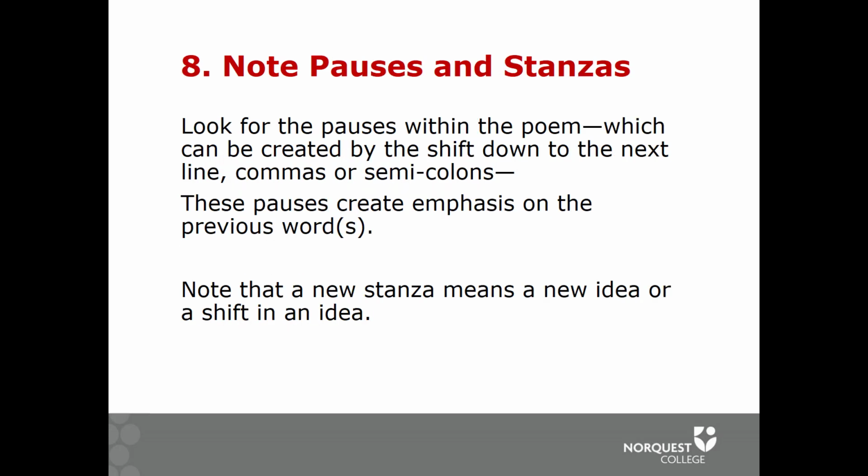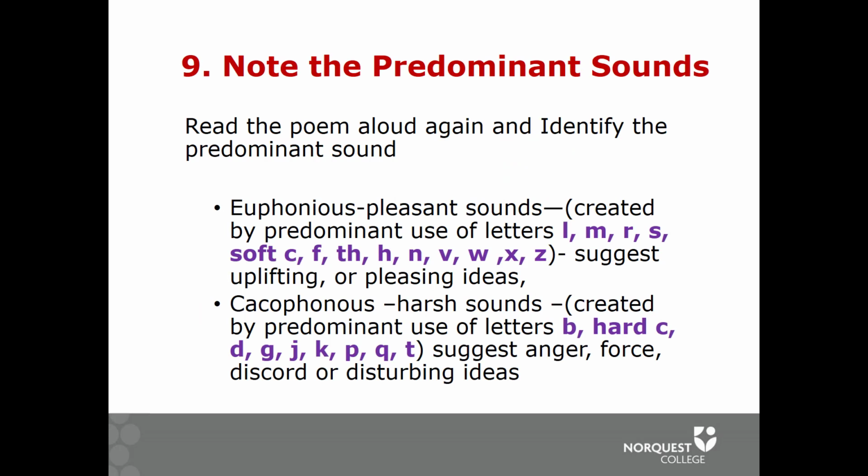Number 8, note pauses and stanzas. Look for the pauses within the poem, which can be created by the shift down to the next line. It can be marked by a comma or a semicolon or a dash. These pauses create emphasis on previous words. And note that a shift down into a new stanza means a new idea is coming or a shift in an idea is occurring.